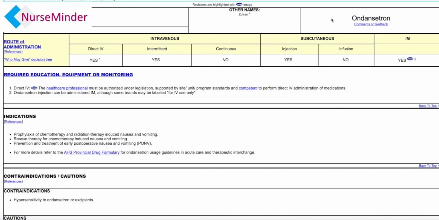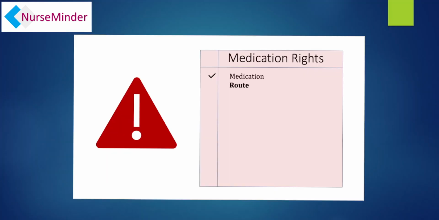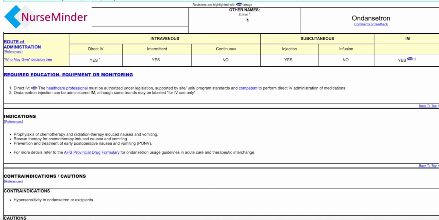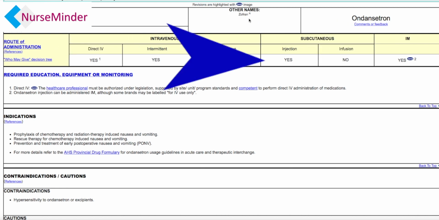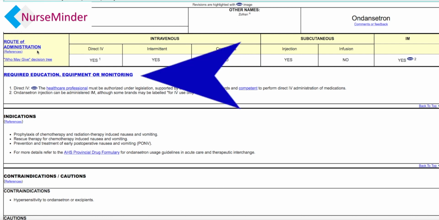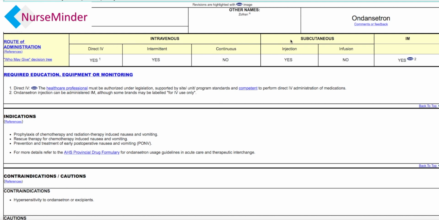Working down the order of information on this monograph, we're next going to look at the right route. I see here that I do have an option of giving it intravenous, subcutaneous, or IM. My order is for subcutaneous and it says it is an available route. The required equipment and education is an important section to read in case you need to have an antidote available or you need to have monitoring tools available.